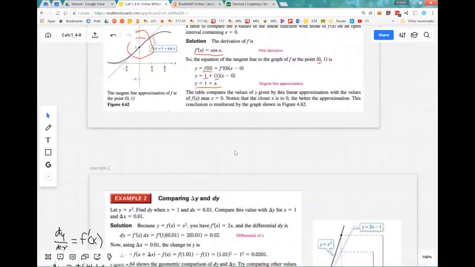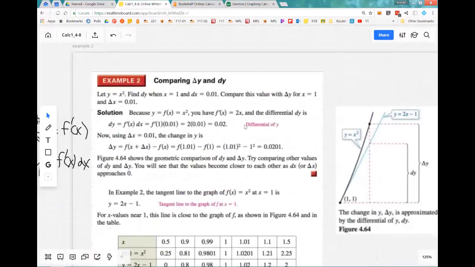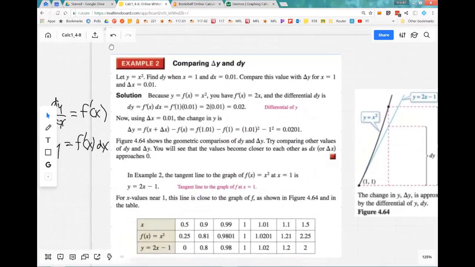So let's take a look at another one. This time we're going to do a table. And this example says we're going to compare something called delta y and dy. Okay, so this is where differentials come in.